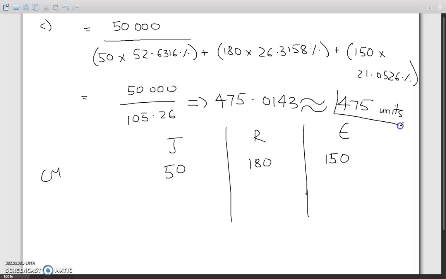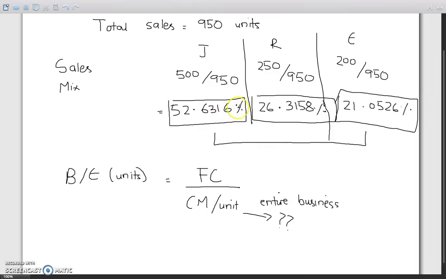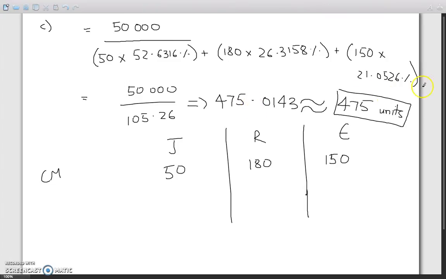So if the business sold 475 units while staying consistent with this sales mix, where jazz made up 52.6316% of the total sales and so on, then the company would incur neither a profit nor a loss. Basically, they would be selling just enough to cover all of their costs at this point.